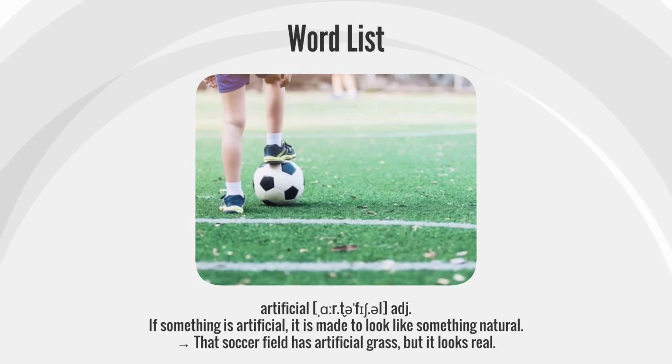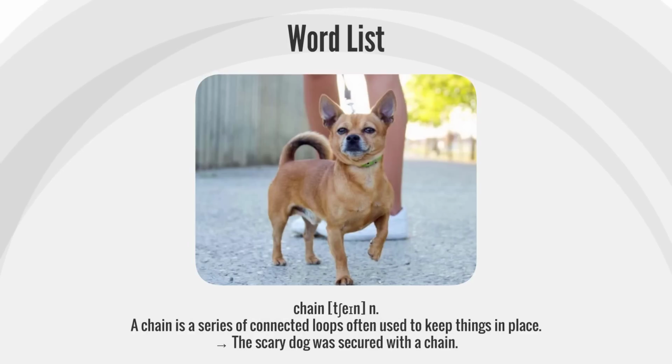Artificial. If something is artificial, it is made to look like something natural. That soccer field has artificial grass but it looks real. Chain. A chain is a series of connected loops often used to keep things in place. The scary dog was secured with a chain.